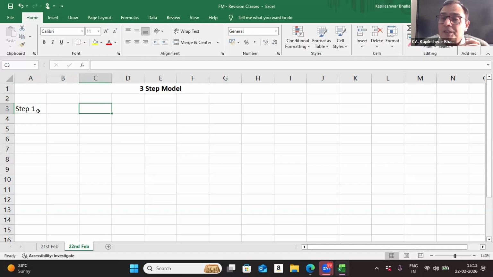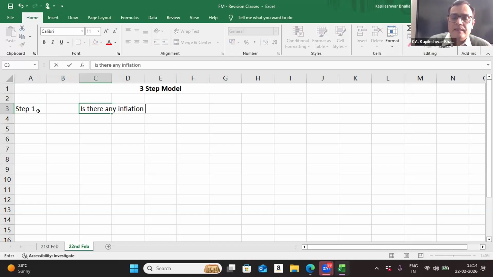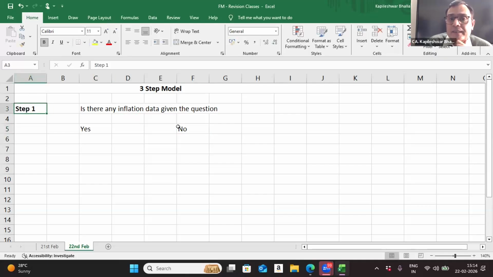whether any inflation rates are given in the question. Some questions have inflation rates given, and some questions have no inflation data. So the first thing you're going to identify is whether there is any inflation data given in the question. The possibility could be a yes or a no. If the inflation data is not given, then of course I'll directly go to step number two, and there is no problem.